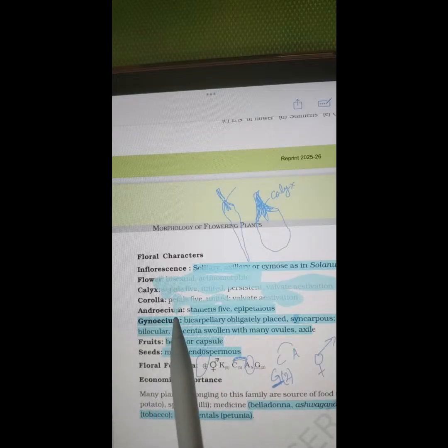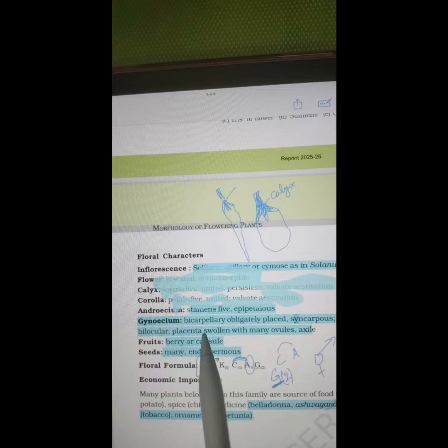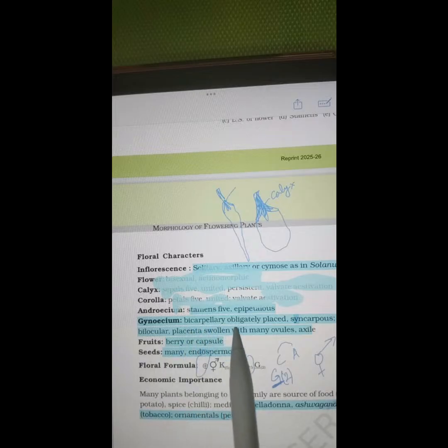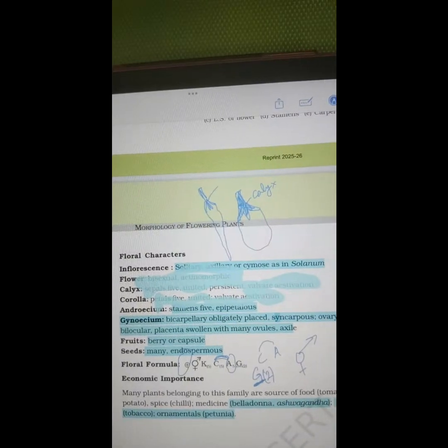For the corolla, they have mentioned petals 5 united with valvate aestivation. In case you are not clear with the valvate aestivation, once this live will be over, you can replay that part. It is already being discussed. Androecium stamens are 5, epipetalous condition. For gynoecium, bicarpellary condition is there. They are obliquely placed. Obliquely means slant. Syncarpous means carpels are fused. Ovary superior means hypogynous. Bilocular means two locules.